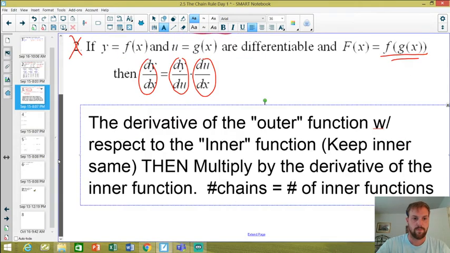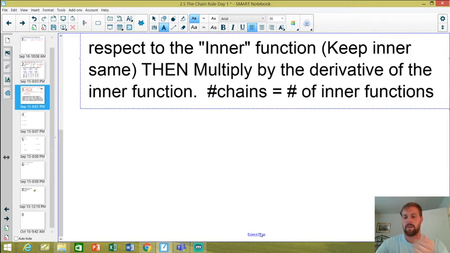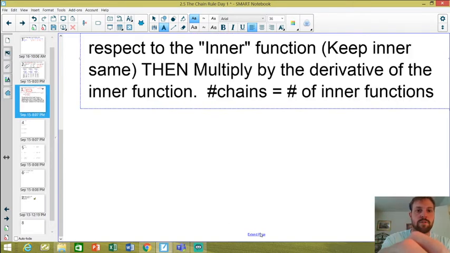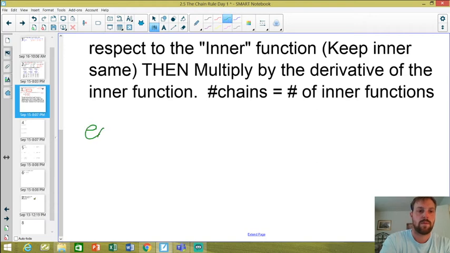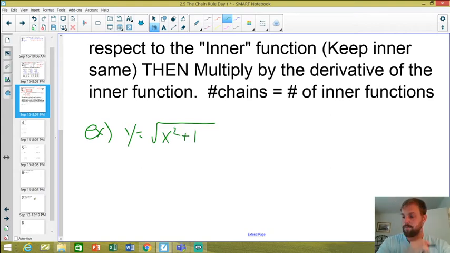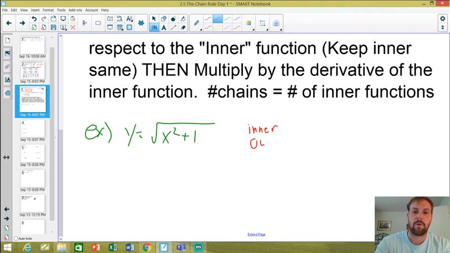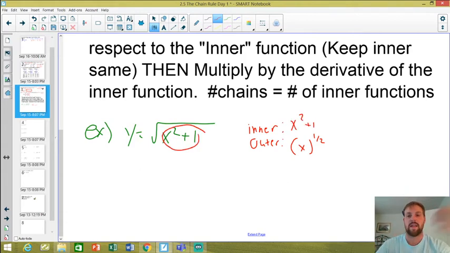So I'll give you an example real quick before we move on. Let's say, it'll be a pretty straightforward one. How about y equals the square root of x squared plus 1? Now, what I want you to be able to recognize, and I'm not going to make you write this every single time, but I want you to recognize what your inner and your outer functions are. The outside function is you're taking the square root, which I'm going to say is like x to the 1/2 power, some quantity to the 1/2 power. And the inner function is everything that you plugged into that, which is x squared plus 1. And there is no function within that, so it's just one chain.